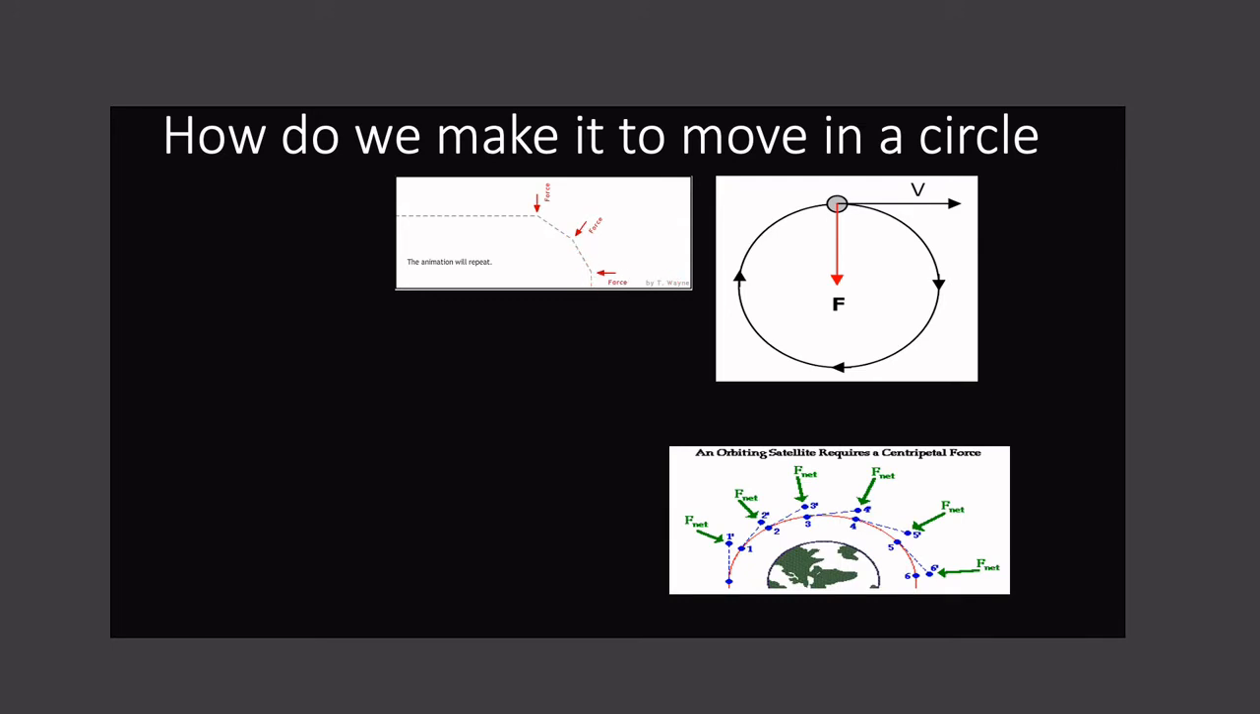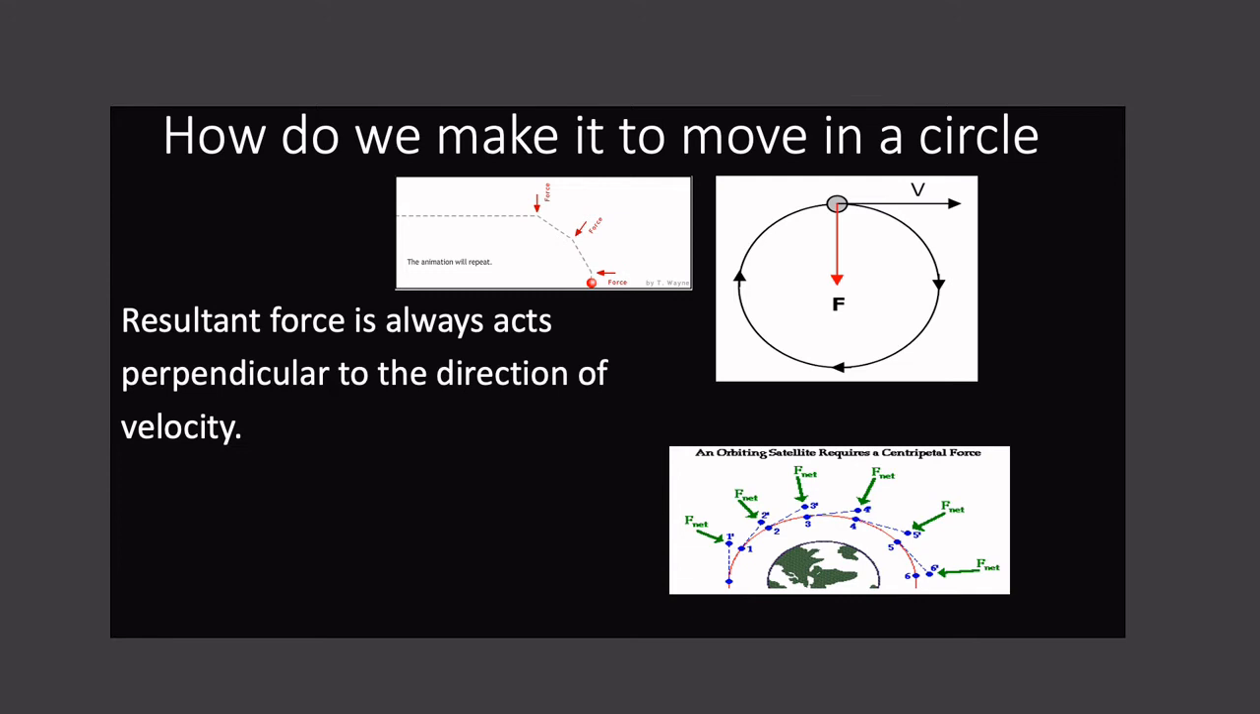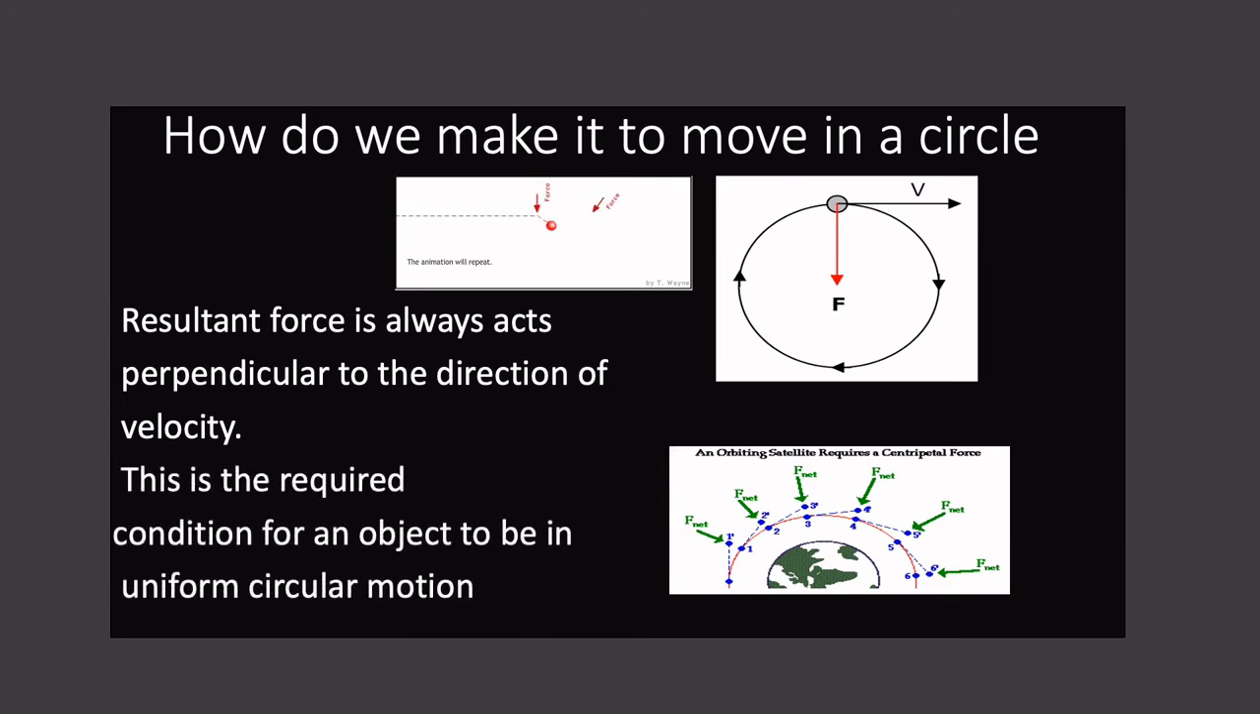So an example is given here. An orbiting satellite requires centripetal force. You know the centripetal force is provided by the gravitational pull of the planet on the satellite. So that gravitational pull or force should act perpendicular to the direction of velocity of the satellite. This is the minimum condition required for an object to continue in uniform circular motion.